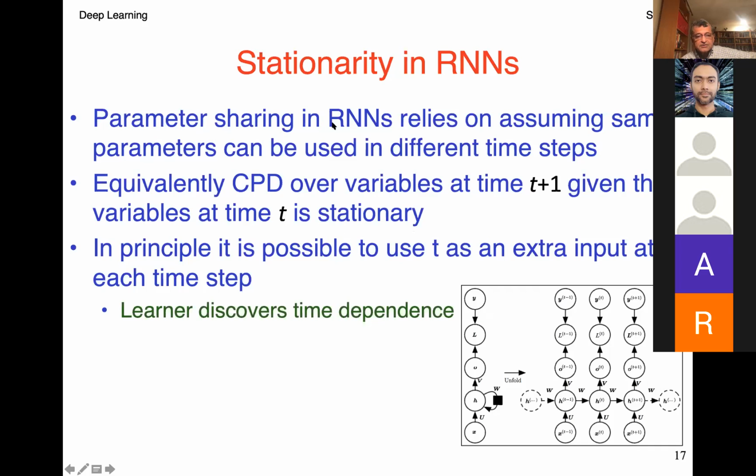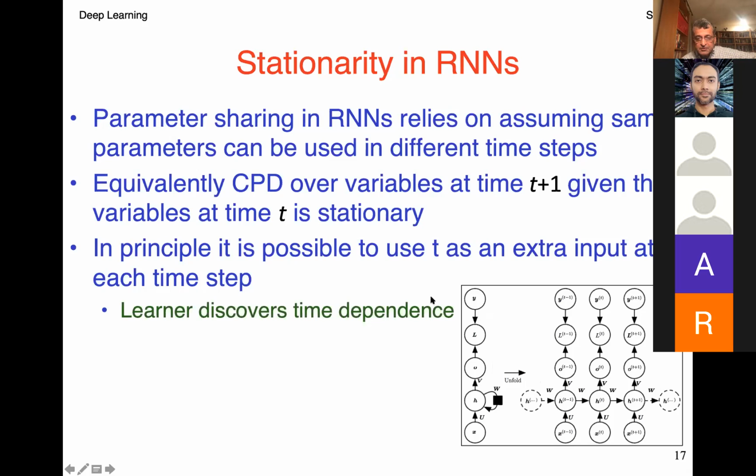Stationarity, that's a statistical concept. Parameter sharing in RNNs relies on assuming the same parameters can be used in different steps. So we said that all these parameters are being used again and again: W, V, W, W, V, W, W, V, W. It's not that at every time step there is something else coming in. Same set of parameters. Equivalently, the CPD over variables at time t+1 given the variables at time t is stationary. In a sense, stationarity means that when you have a time series, the probability distributions or dependencies don't keep on changing with respect to time.